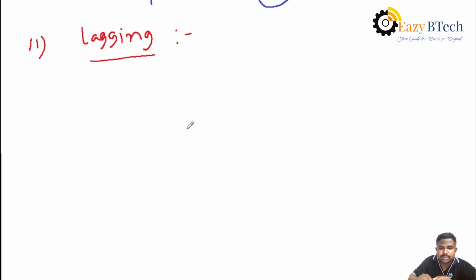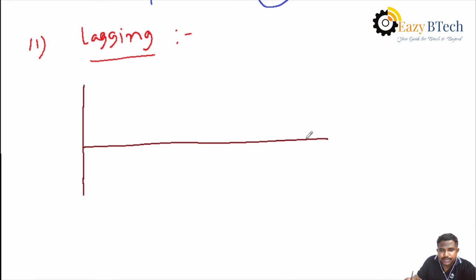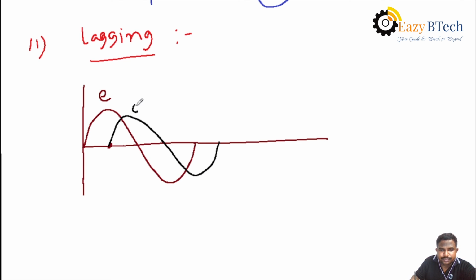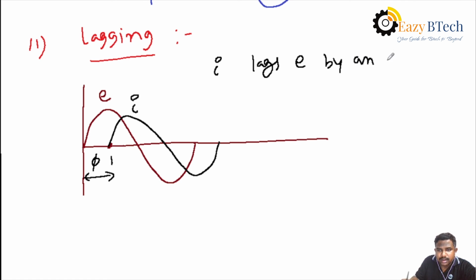And similarly, the second condition is the lagging condition. Lagging means behind, that is after. Suppose this is the voltage waveform, phase angle is 0, and the second one is the current waveform. Then what is the phase difference here? Phi. The distance between the two waveforms is phi. This is called I, that is current, lags voltage V by an angle phi. That is, I is lagging the voltage E by an angle phi.